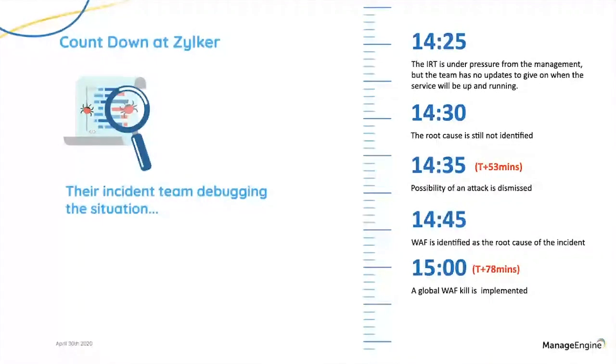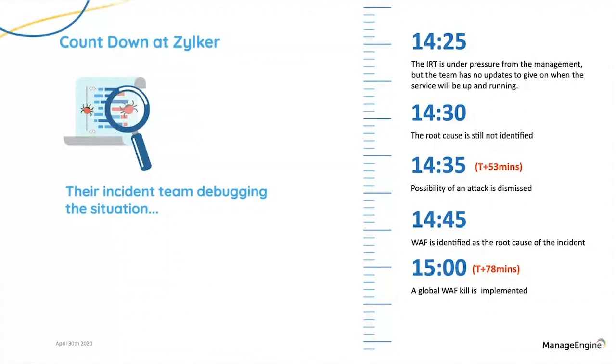It took a huge amount of time for them to rule out that this issue is not an attack, and that it is something else they need to focus on. So 53 minutes is when they figured out it's not an attack. And finally, it took 78 minutes for them to figure out someone did a wrong configuration on their web application firewall service and they had to kill it. So 78 minutes and you have tons of services being down, and that's exactly what happened at Zilker.